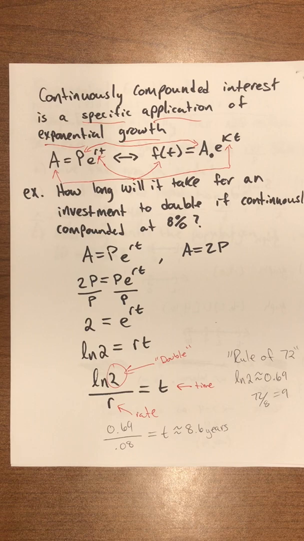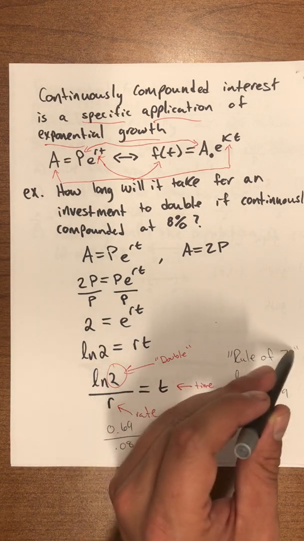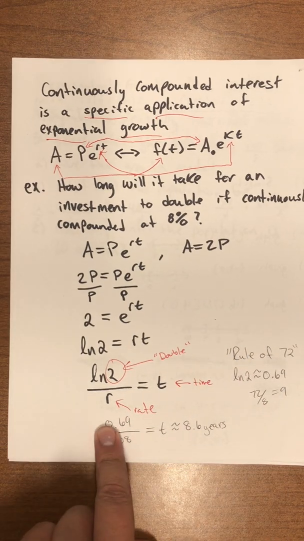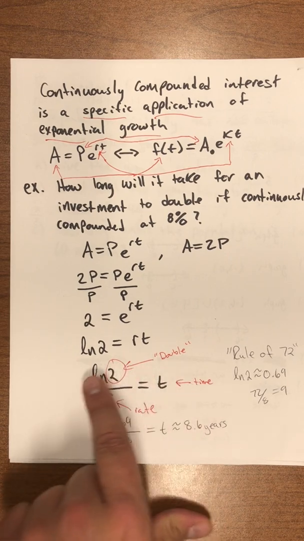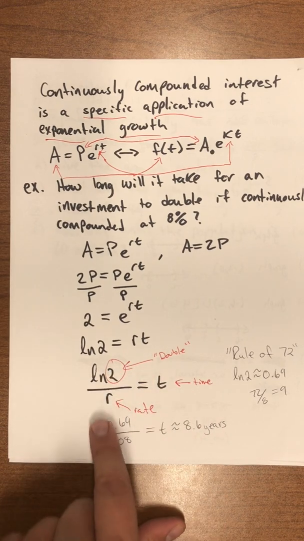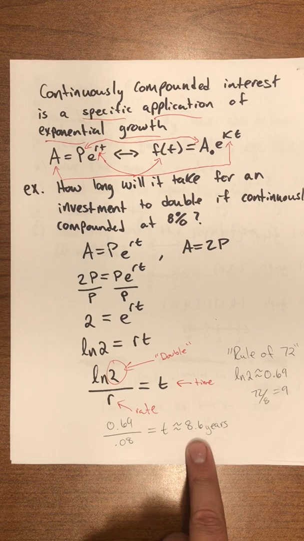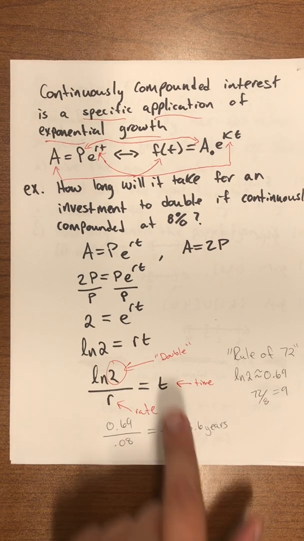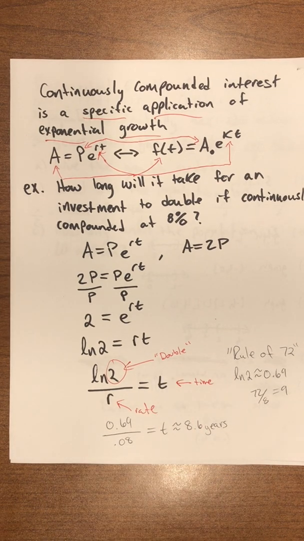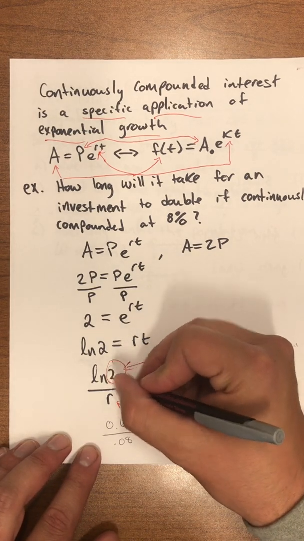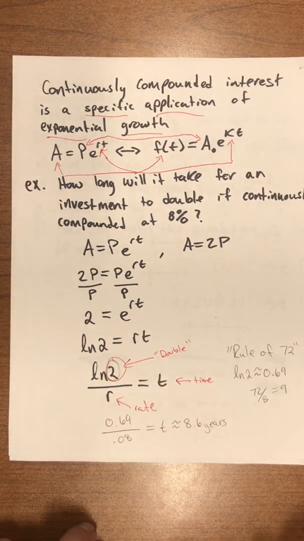I'm not a financier. I'm not sure why they went with 72 on this, but it's always going to end up being the natural log of 2 divided by your rate as a decimal that will give you the time to double. So if it said triple, you would want to change that 2 to a 3. So the time to triple your investment continuously compounded, that type of thing.